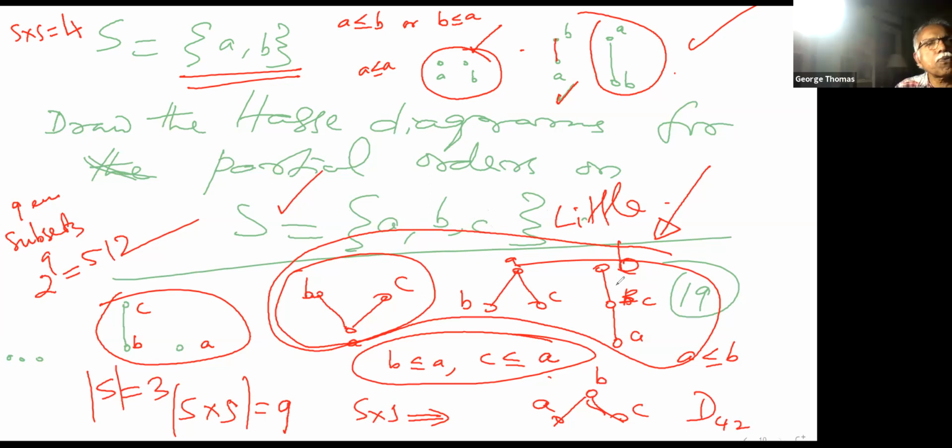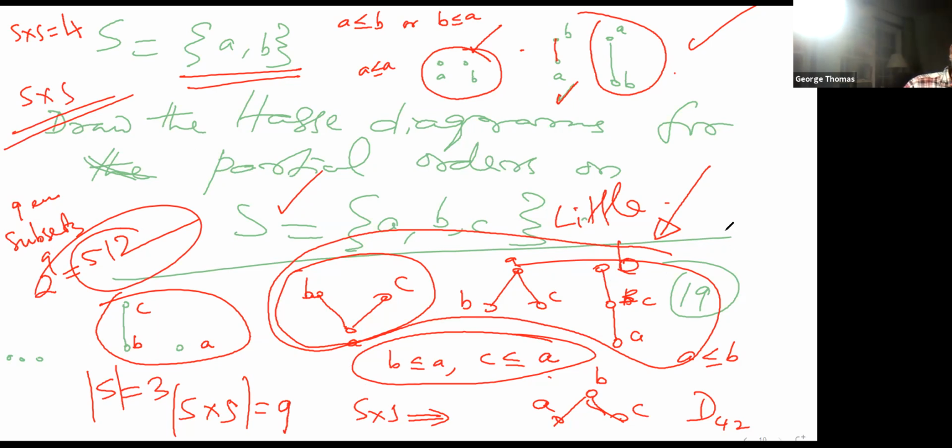If you go for the Hasse diagrams, it is easier than if you try to find the subsets of S cross S, because there are 512 of those to look for. That's hard. But if you look for the diagrams, it's easier. So look for the Hasse diagrams and try to pick up as many of the 19 diagrams as possible. Once you get one diagram, by permuting the labels, you will be able to get more.